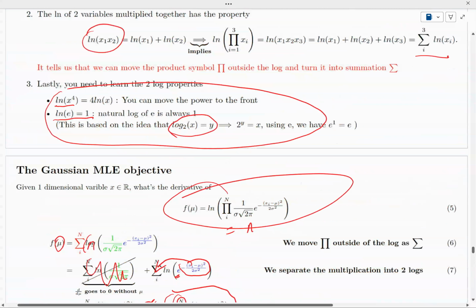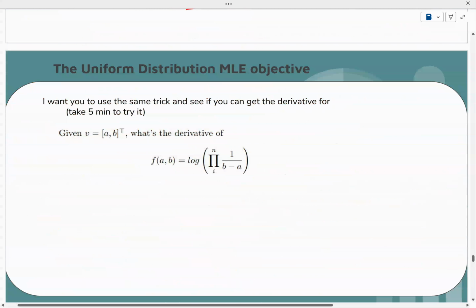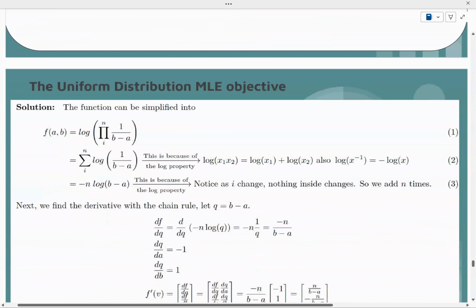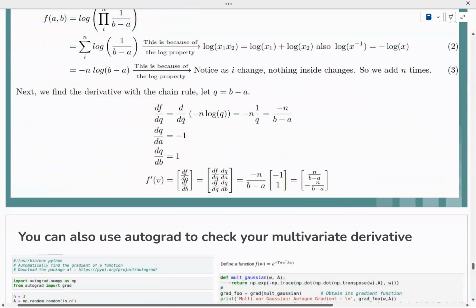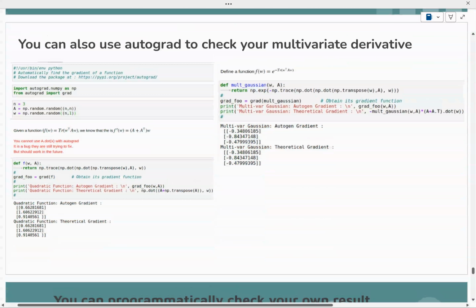Now, I know that was a lot to go through, all these log properties, so I'm going to give you a chance to practice. This is the uniform distribution objective, and it has something very similar. Instead of log, let's use ln here. See if you want to pause the video and use all the rules we did on this problem to find a derivative yourself. Pause the video, or we're going to go on. I wrote out the solution. So that was a lot of equations we went through.